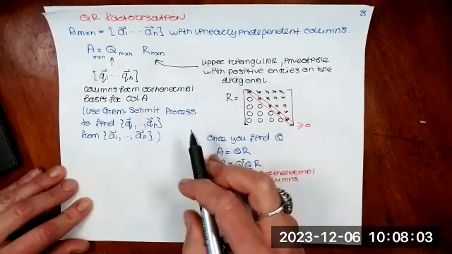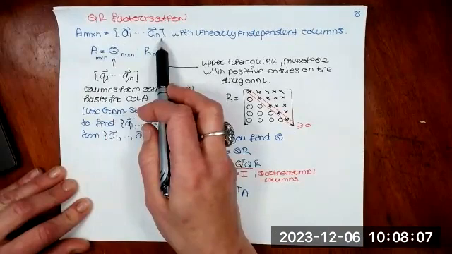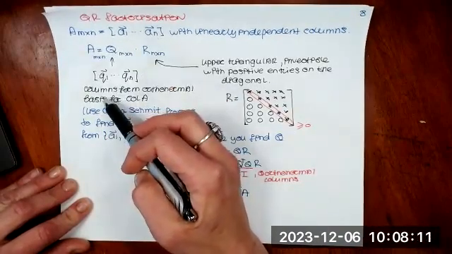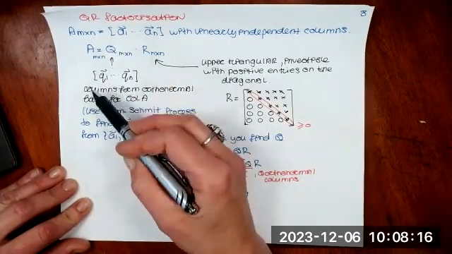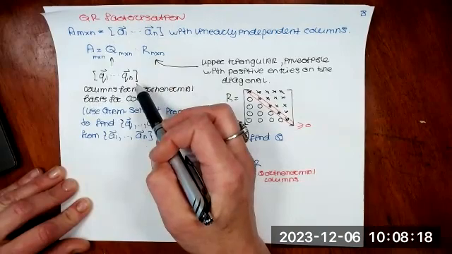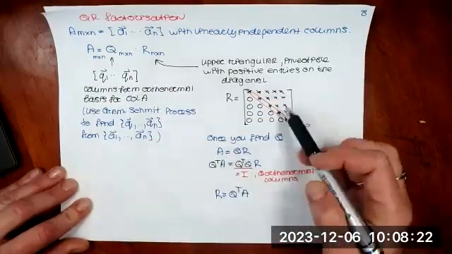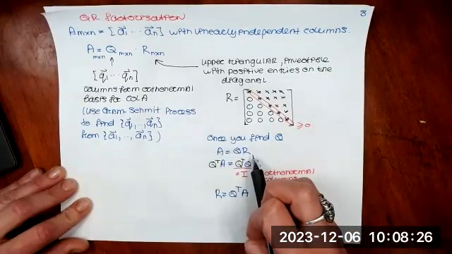And the way to do this, you basically just first start with looking at your columns of A, converting them to an orthonormal basis. So first you do Gram-Schmidt to make an orthogonal basis. Then you normalize them to make them unit vectors. And then to find R, you know that A equals QR, right?